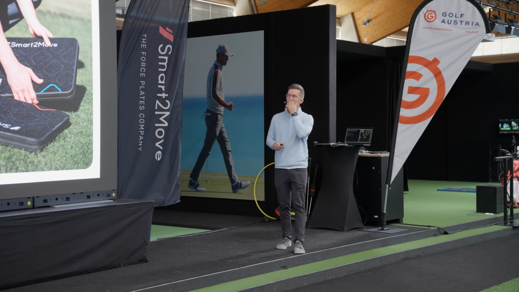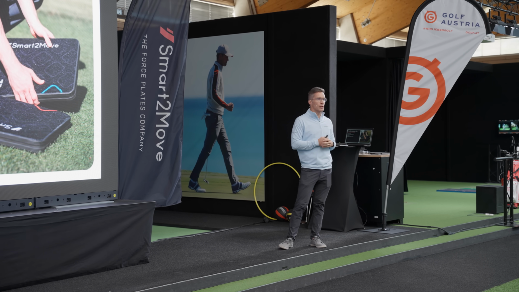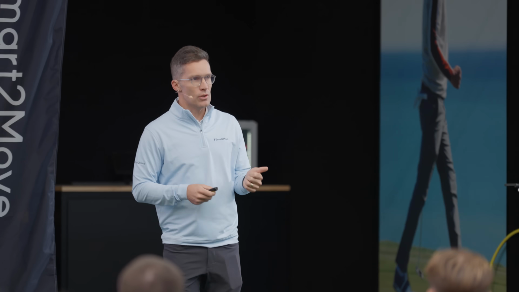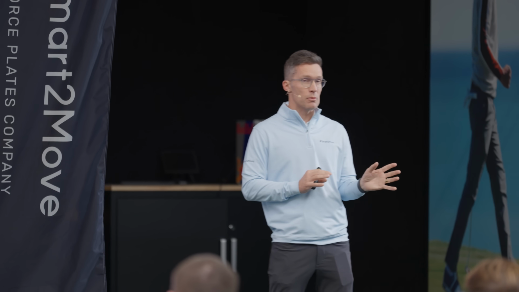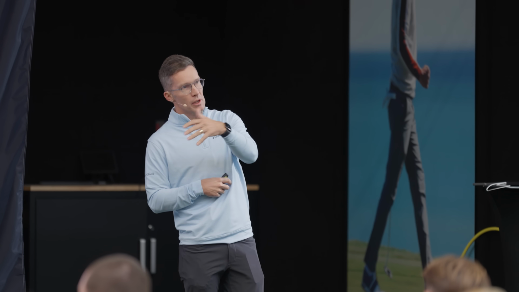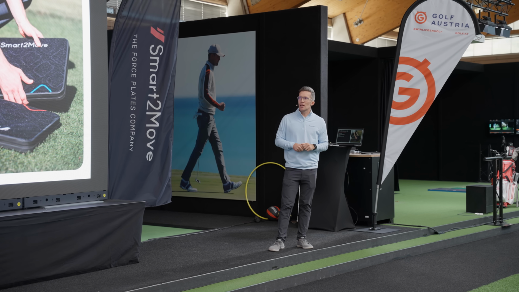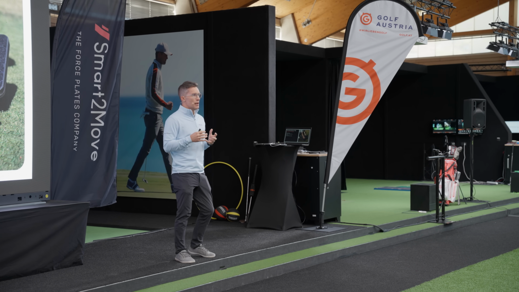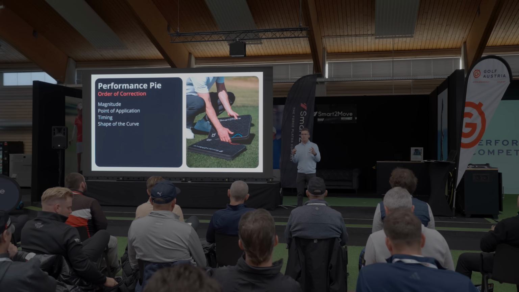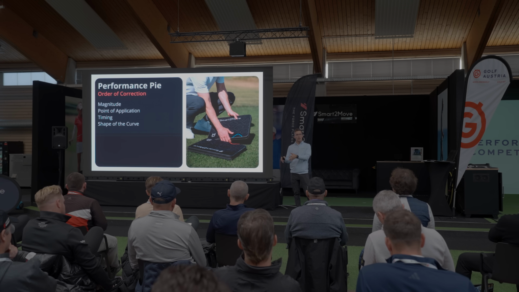And so we tend to look at this performance pie order of correction where we can check these boxes: what's the magnitude of the force being applied, how large is that force; what's the point of application, or where is that force being applied; the timing of that force, when in the swing are these forces peaking and growing and shrinking. And then the last one is the shape of the curve. Shape of the curve is the one that feels a little bit not quite as specific, I'll say.